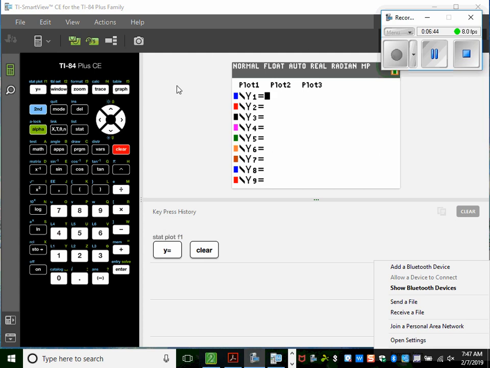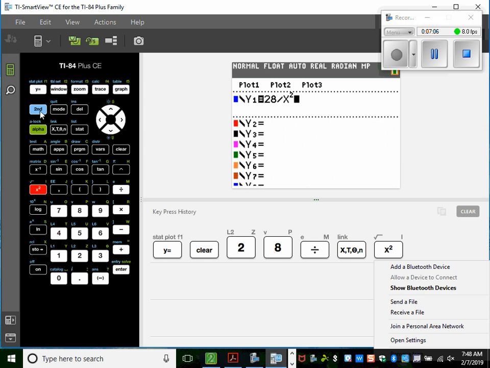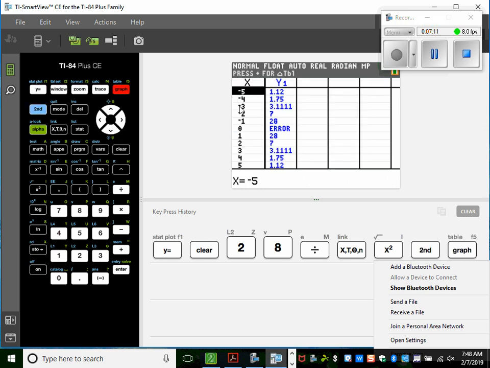Okay, so you're going to hit your y equals key, and our radicand was 28, and it was a square root. So we're going to say 28 divided by x squared, and the x squared is because it was the square root. Okay, and then you're going to go to your table, hit second graph. All right, and this is what you're going to be looking for, so I want everybody to pay attention.